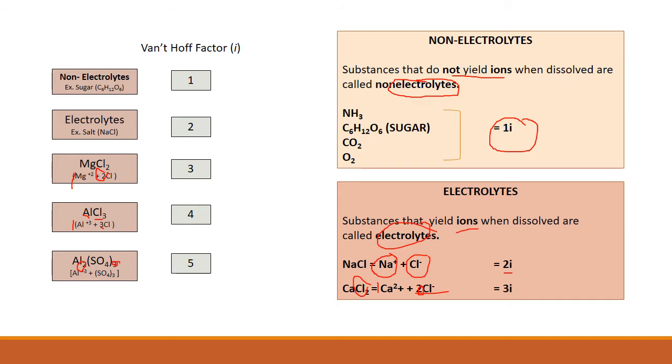And then here you have AlCl3. So you have here 1 and then you have 3. Okay, so 1 plus 3 is 4. And then you also have here Al2(SO4)3. So you have here 2 plus 3, you have 5, or the Van 't Hoff factor of Al2(SO4)3 is 5. Okay, so that is how you are going to look at the dissociation factor.